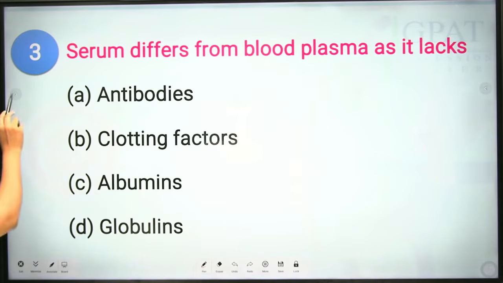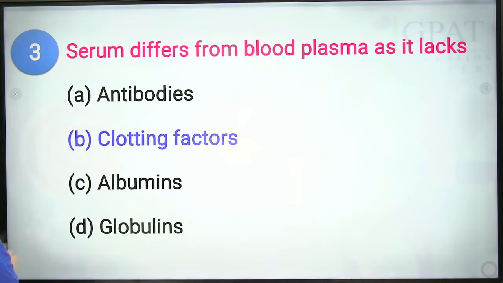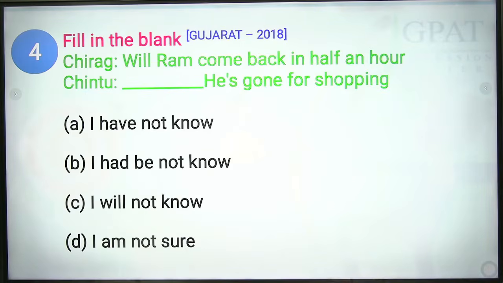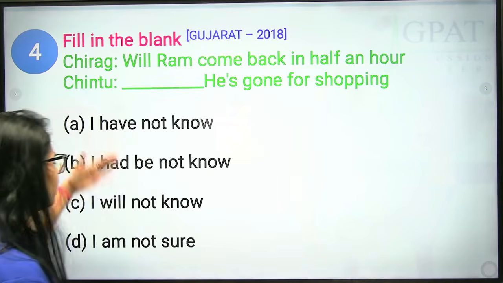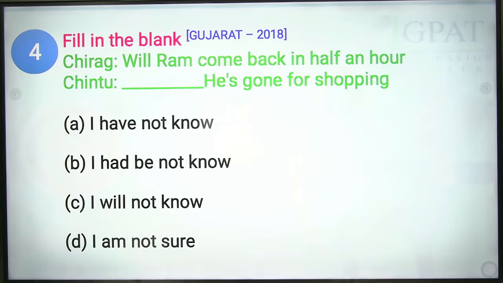Okay. Now the next question. Fill in the blanks. Chirag: Will Raman come back in half an hour? Then Chintu says, dash, he has gone for shopping. Okay. What will be the correct answer?